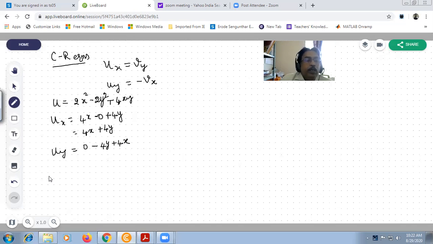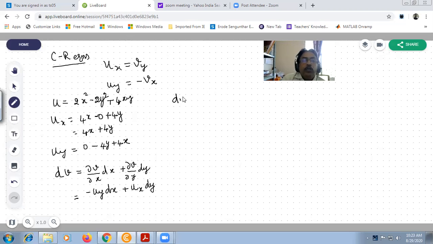Ux and uy are given. From the total derivative, we know dv is equal to ∂v/∂x dx plus ∂v/∂y dy. Using the CR equations, what is Vx? Vx is minus uy, so Vx dx, plus Vy equals ux, so ux dy.